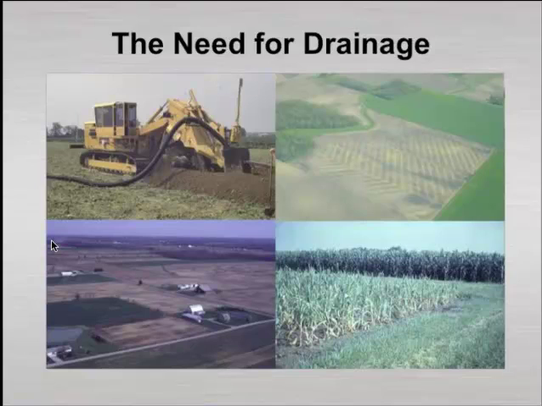In the bottom right, you see two plots. All the management was the same on those two plots. The varieties, fertilizer input, exactly the same. The only difference, one plot had drainage and the other didn't.